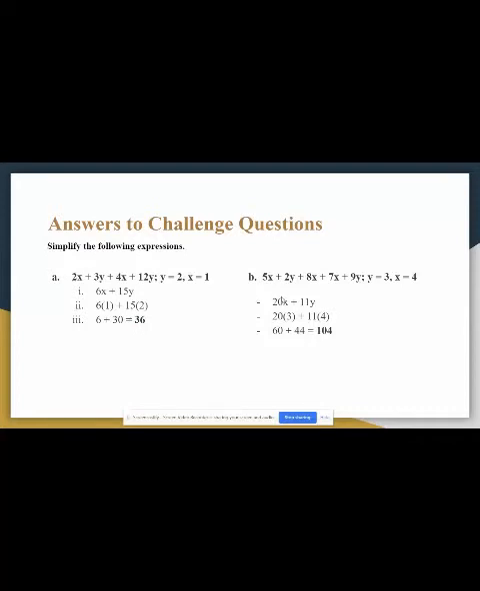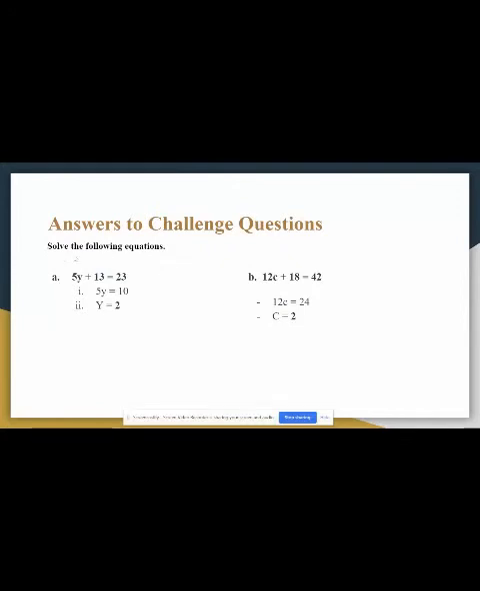Let's take a look at the next problem. Now this may look lengthy, but it's not hard at all. 5x plus 2y plus 8x plus 7x plus 9y. Y is equal to 3 and x is equal to 4. Let's repeat the same steps that we did over here. Simplify, combine like terms. We get 20x plus 11y. Substitute the variables. We did that here. And add them together. 60 plus 44 is equal to 104. That's our answer. Not hard.